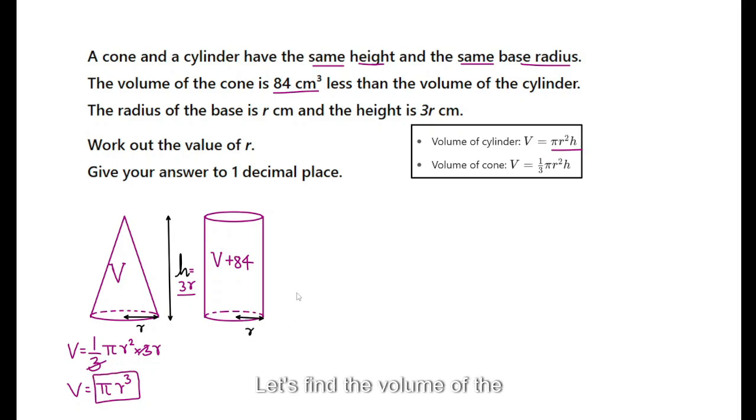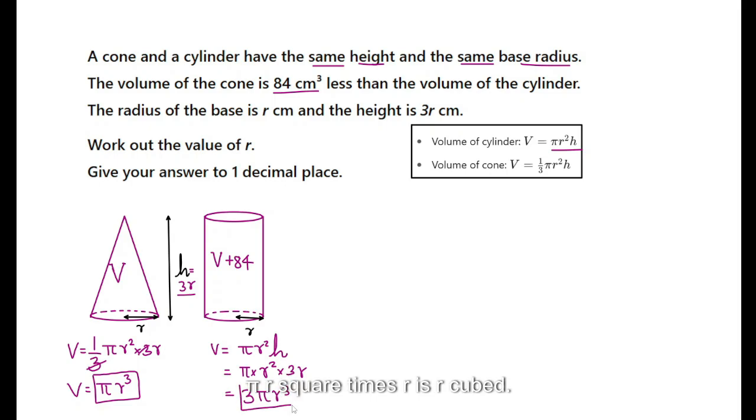Let's find the volume of the cylinder. So the volume here is pi r squared h. Let's do that. Pi times radius squared, r squared, times h, which is 3r. Now I can simplify this. I get 3 pi r cubed, 3 pi r squared times r is r cubed.